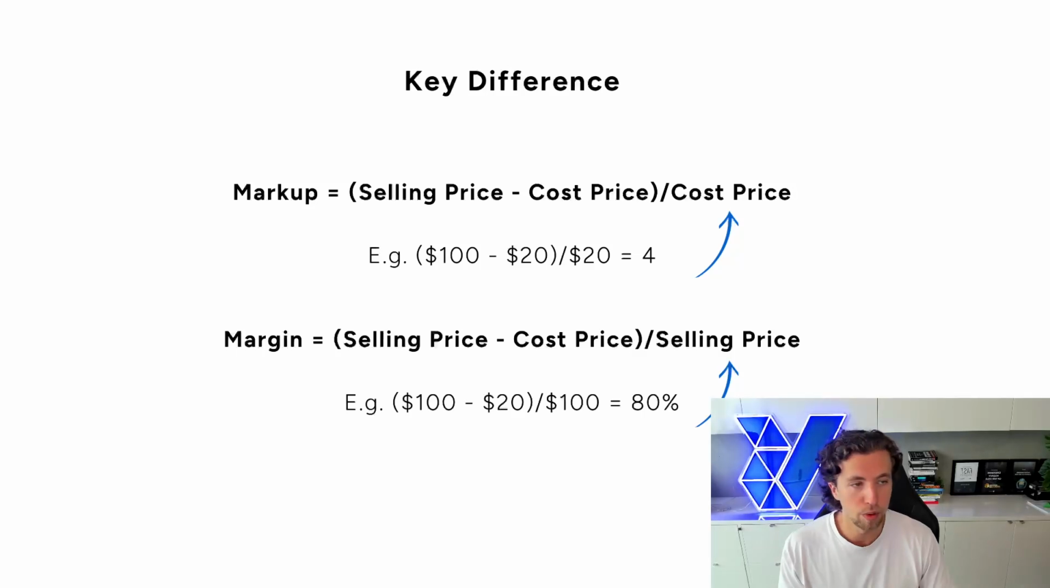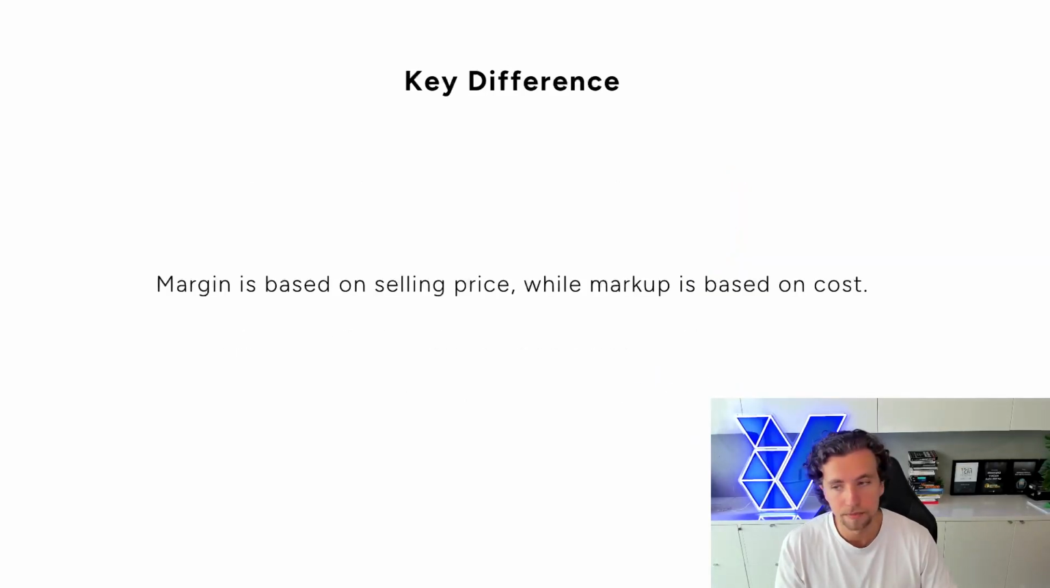And so the key difference between these two is just the denominator within the equation. And so we're taking selling price minus cost price. That's always going to be the case, whether you're calculating markup or margin. Core difference here is what you're dividing that number by. In markup, it's cost price. In margin, it's selling price. And so that's the key difference.